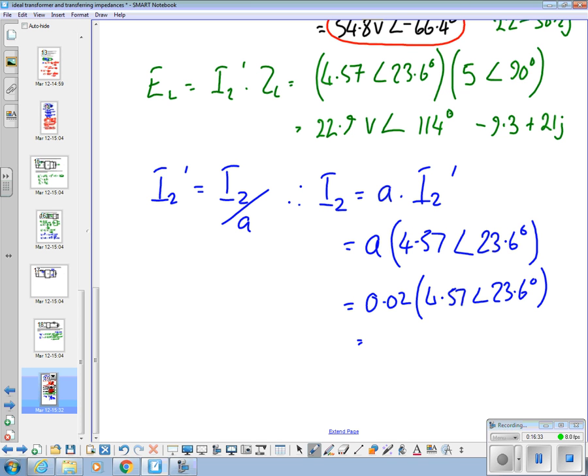equals, and I got 91.4 milliamps and the angle is 23.6 degrees. The transformer doesn't do anything to the angles, doesn't shift the phase at all. The ideal transformer doesn't. So that's that one.